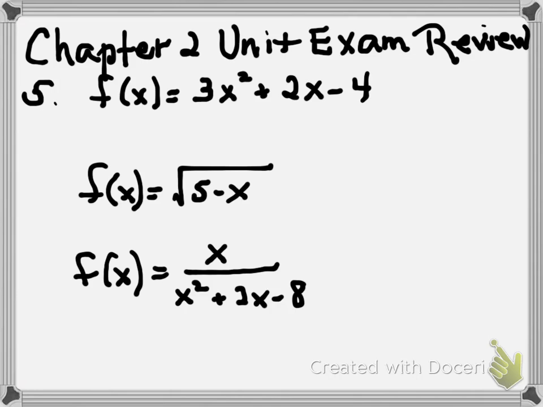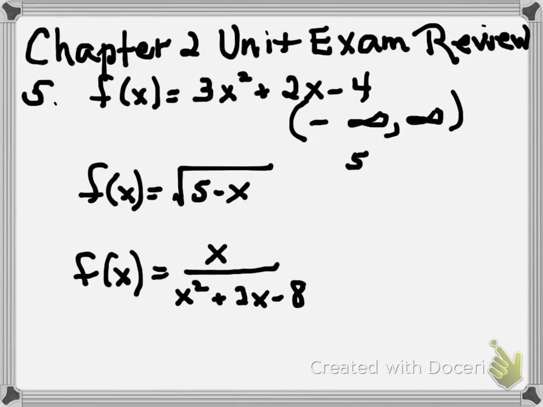The first one, f of x equals 3x squared plus 2x, has neither of those. It doesn't have a radical and it doesn't have a fraction. So therefore, the domain is from negative infinity to infinity. There are no restrictions. The next one, we do have a radical.